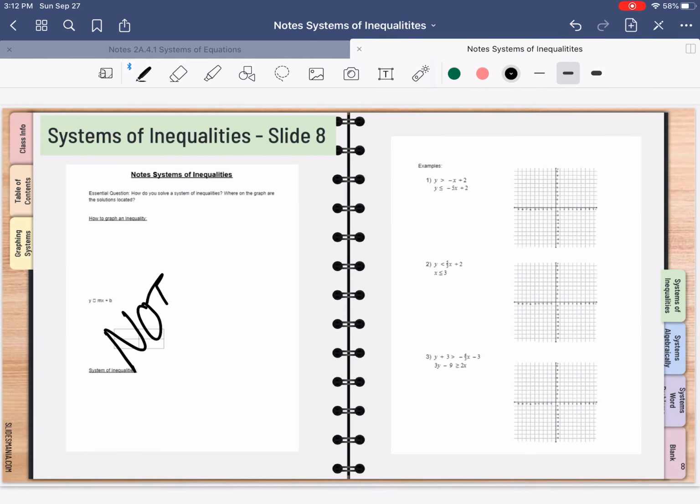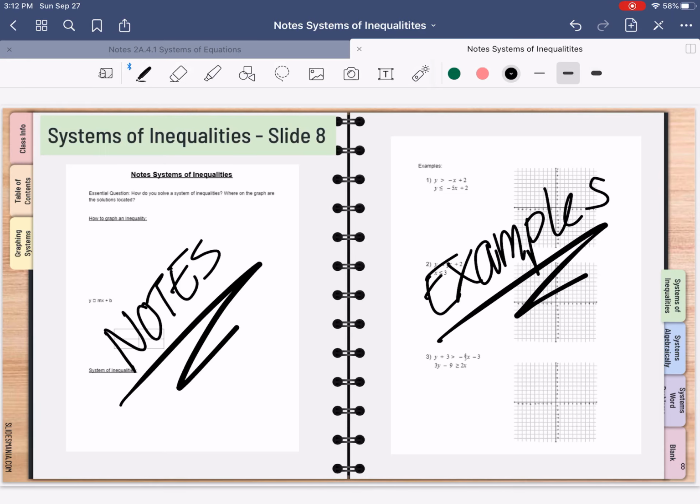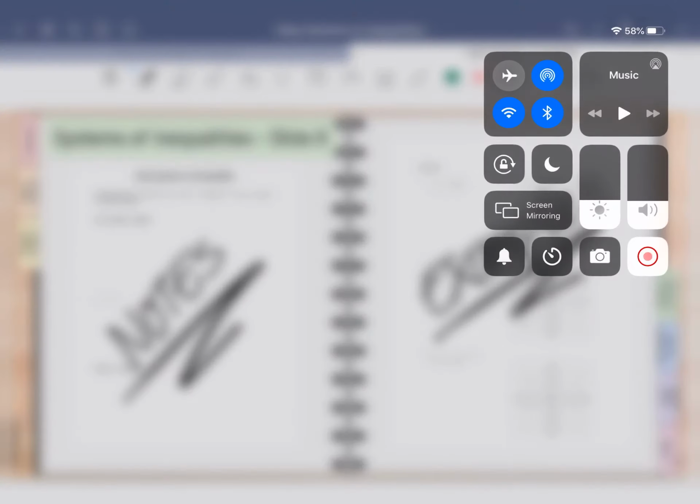All right, so let's put this into our notebook. You want to do it right away. So your notes go on slide 8 on the left, and then your examples go on slide 8 on the right. And those are our notes for today. Definitely review. All right, that's all.